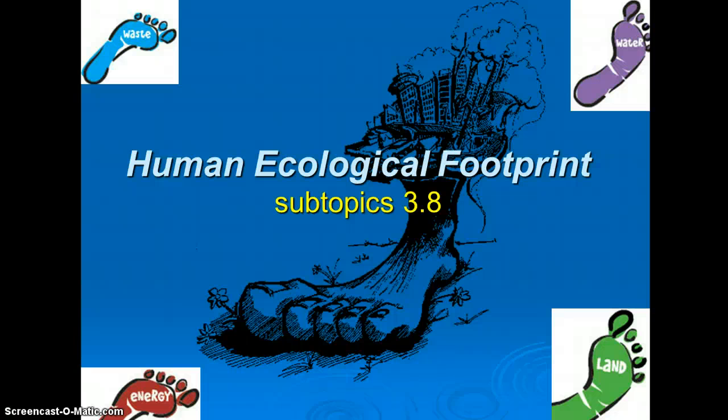IB Environmental students, we're going to start talking about our last subtopic, 3.8, ecological footprint, on our way to finishing all of topic 3. If you need extra space, write on a separate piece of paper. Make sure to make the connection to what objective you're writing about.